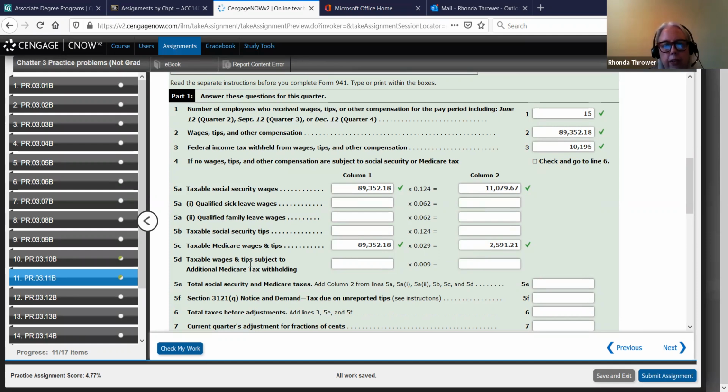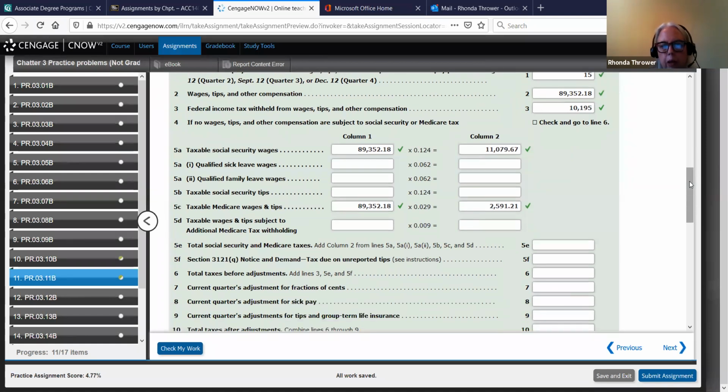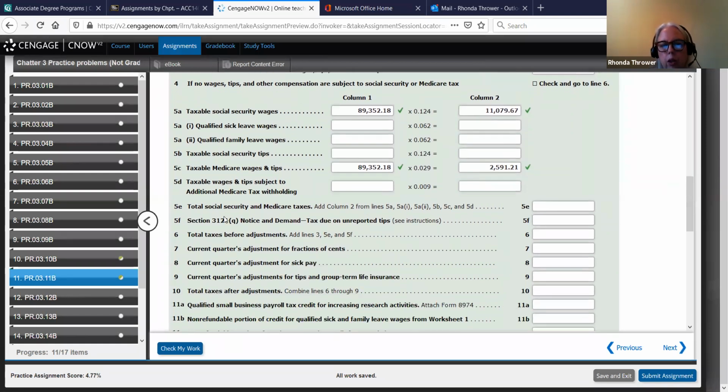Taxable wages and tips, we didn't have any tips, subject to additional Medicare tax withholding. Nothing was above the 200,000, in other words. So we don't have to record that amount. But what we do have to record is the total Social Security and Medicare taxes. We're going to add column 2, lines 5A, and the only thing else we filled in was 5C. We're going to combine the two of those together.